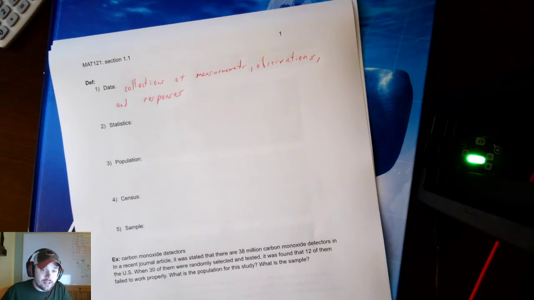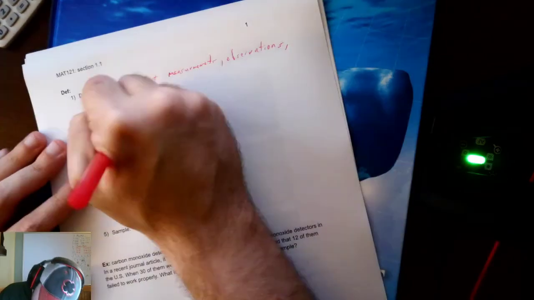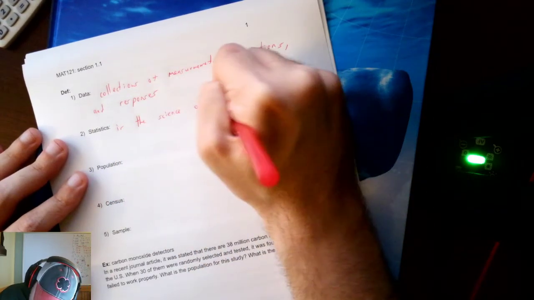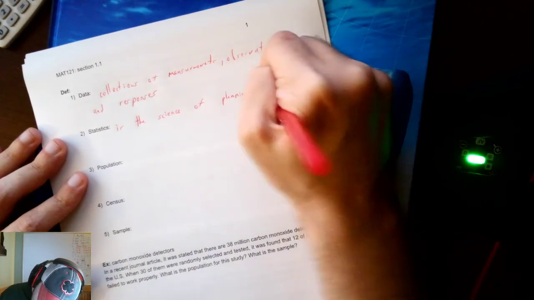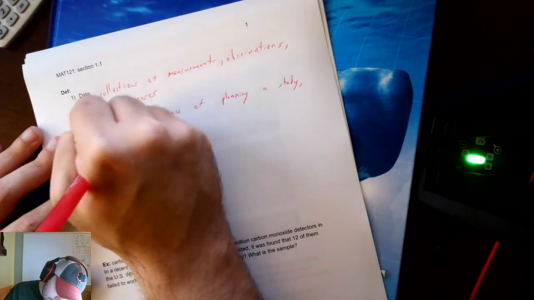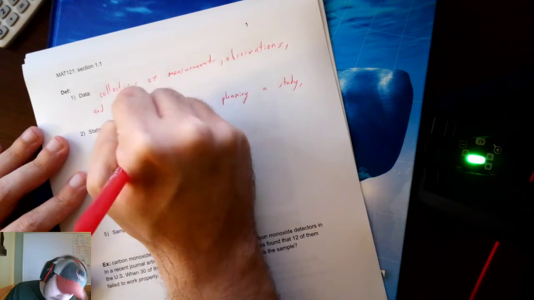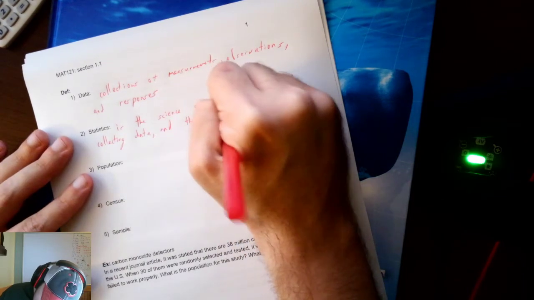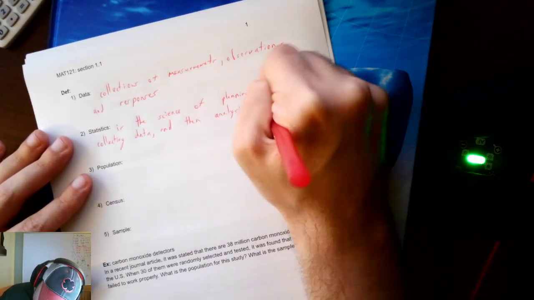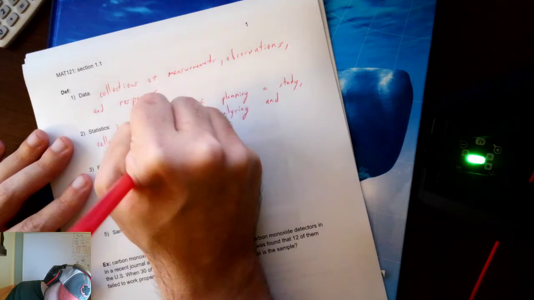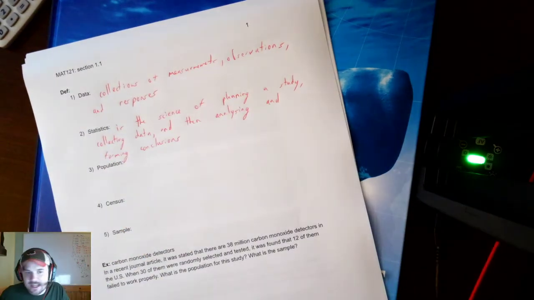What is statistics, though? Statistics is the science of planning a study, collecting the data, and then analyzing and forming conclusions. So statistics is the science of planning a study, collecting the data, and then analyzing and forming conclusions.